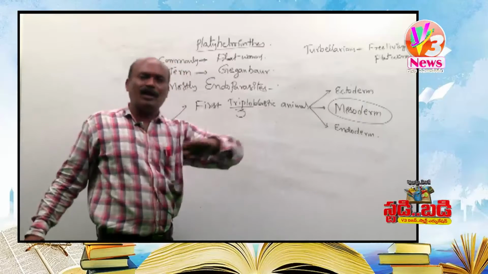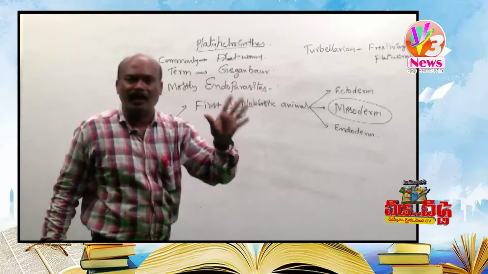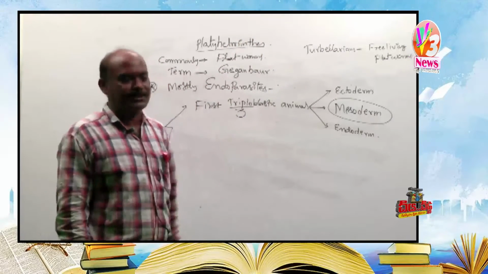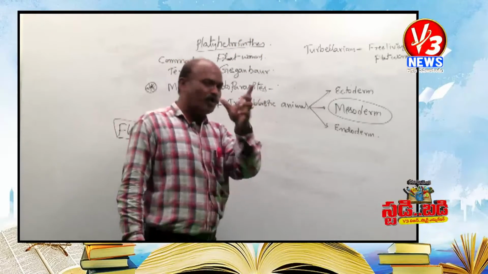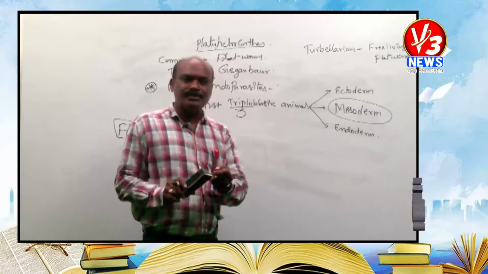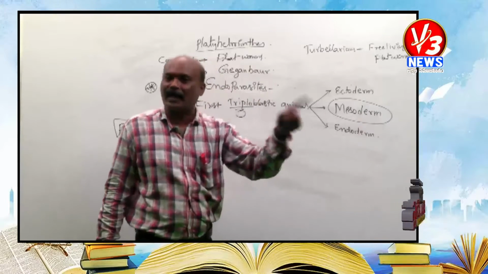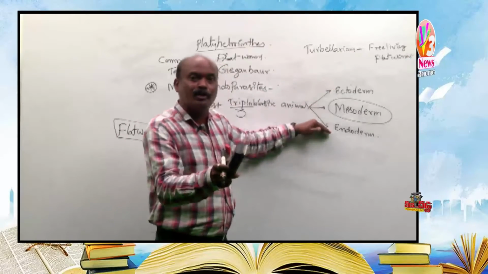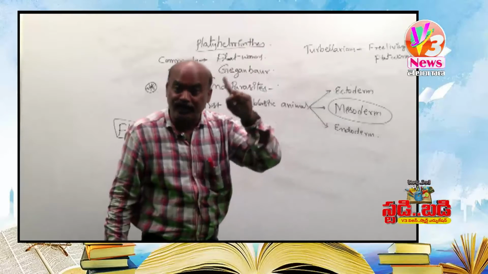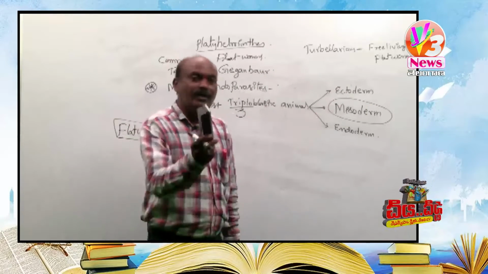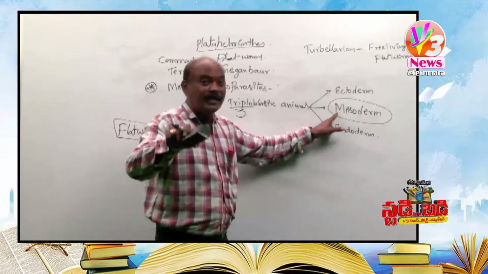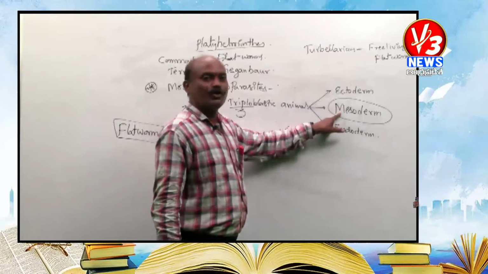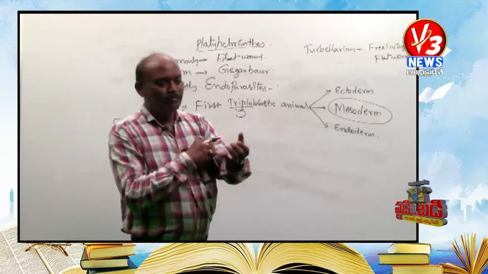First time in the animal kingdom, in this phylum, mesoderm appeared. Hence, Platyhelminthes is the first triploblastic phylum. So from Platyhelminthes onwards, all are triploblastic phyla. The first triploblastic phylum is the Platyhelminthes.